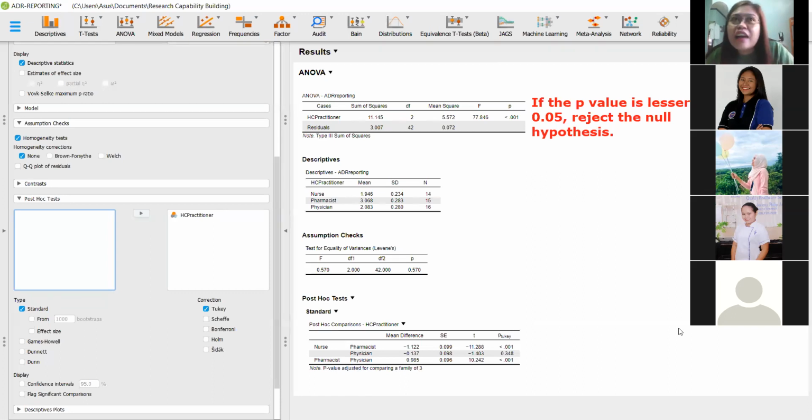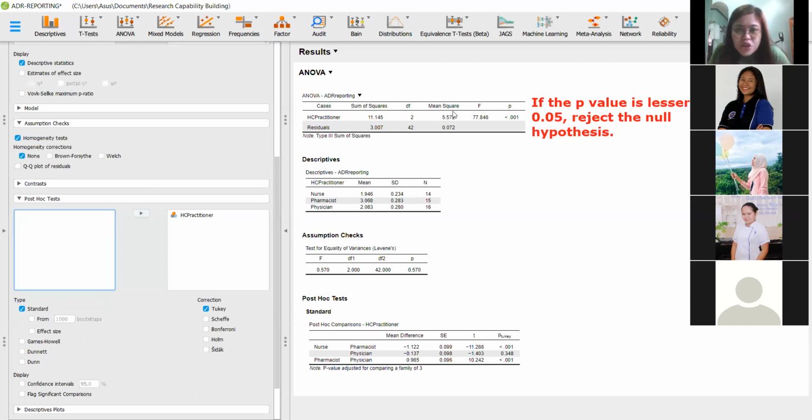Do not forget when the post hoc test is used. If in the ANOVA you reject the null hypothesis, then you do the post hoc. But if you accept it, there is no need to do the post hoc, because there is no difference anyway. The post hoc will give you the specific difference among the groups.